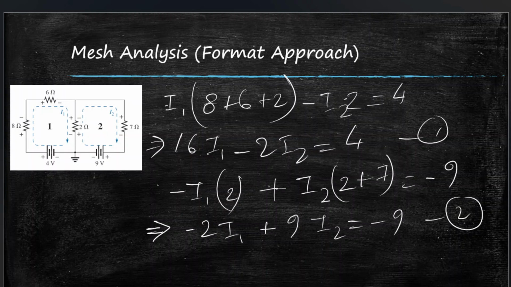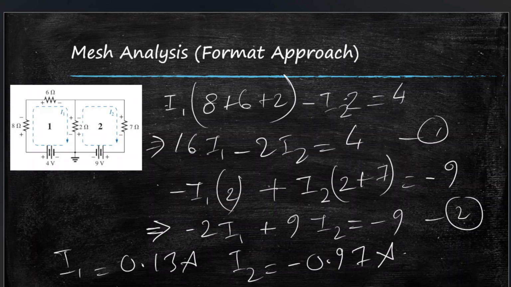Now just plug the values in. 16, minus 2, 4, and then minus 2, 9, minus 9. So I1 is 0.13 ampere. I2 is minus 0.97 ampere. That's it. See how fast the format approach was. Now let's do another practice question.